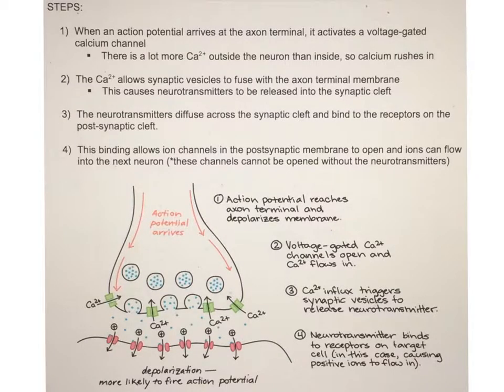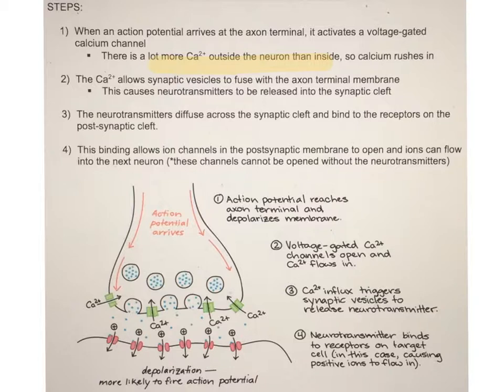Here are the actual steps it takes to transmit the signal to the next neuron. When an action potential arrives at an axon terminal, it activates a voltage-gated calcium channel. These are right here in green. Voltage-gated means the voltage has to reach a certain level for them to open. This is the calcium, Ca2+, because it's a calcium ion. There's a lot more calcium outside the neuron than inside, so just due to regular homeostasis, as soon as you open those gates, calcium is going to rush in.